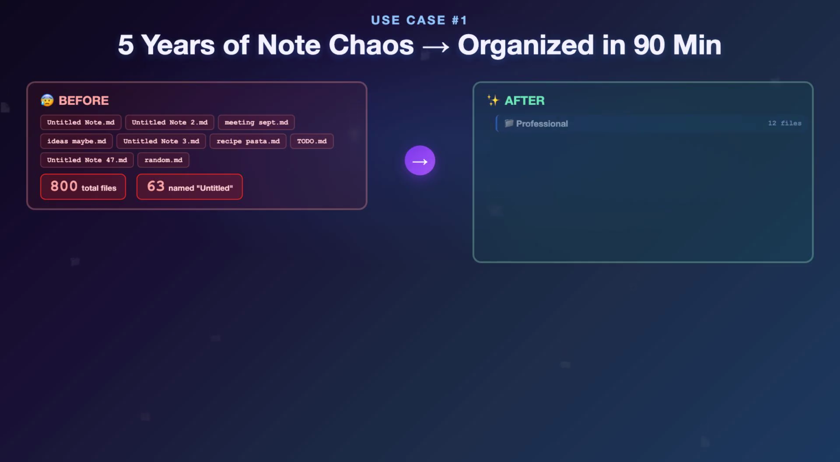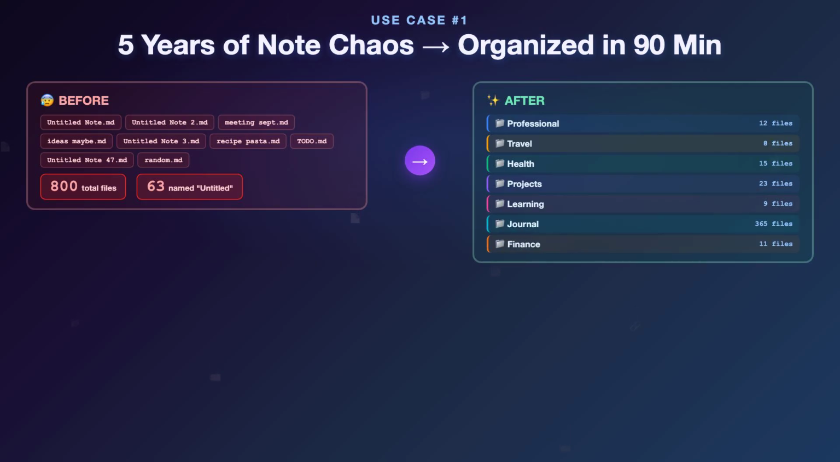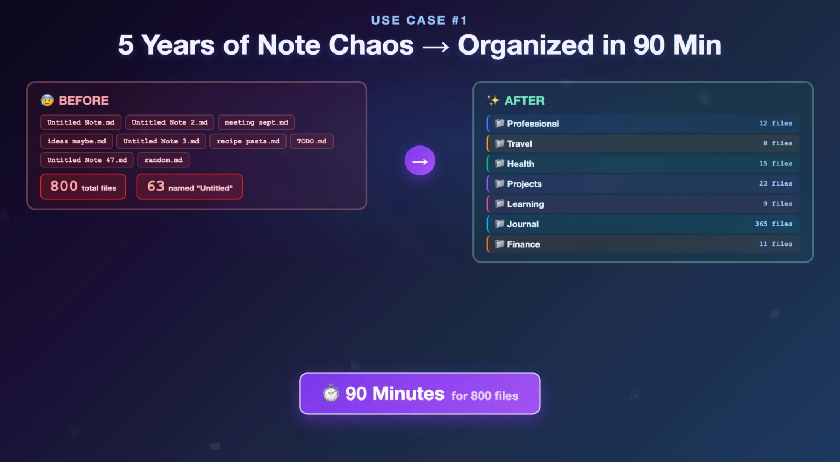So I told Claude Code, analyze every note in this vault, identify content clusters, create a folder structure, then rename, tag, and organize everything. 90 minutes later, Claude had read all 800 files. It identified 7 content clusters: professional writing, travel research, health tracking, project notes, learning resources, personal journal, and financial planning.